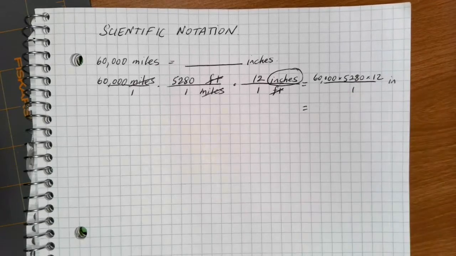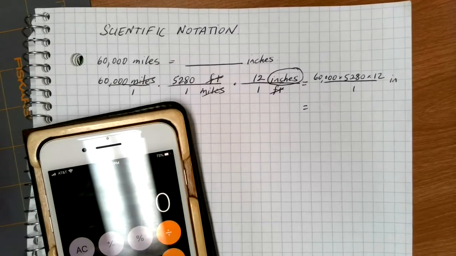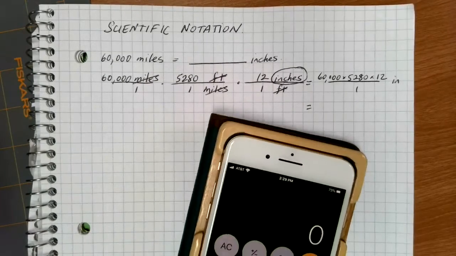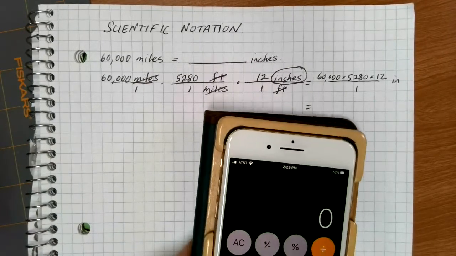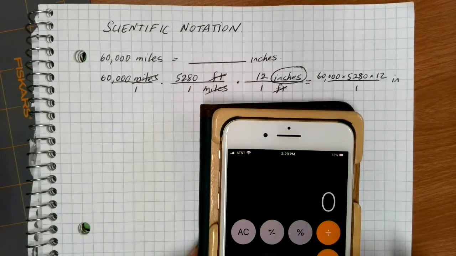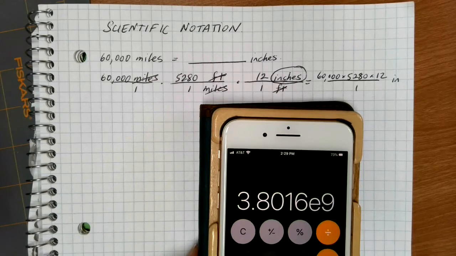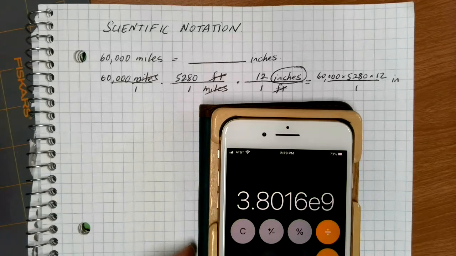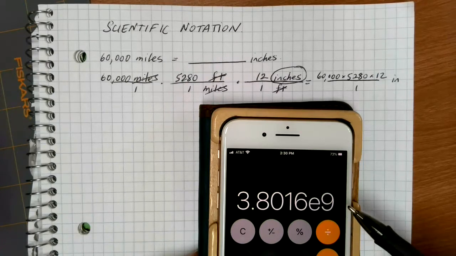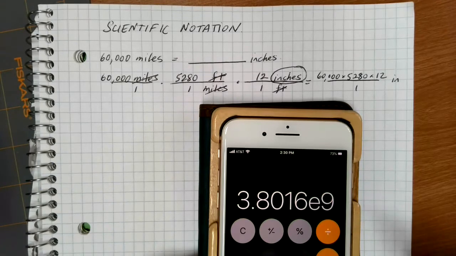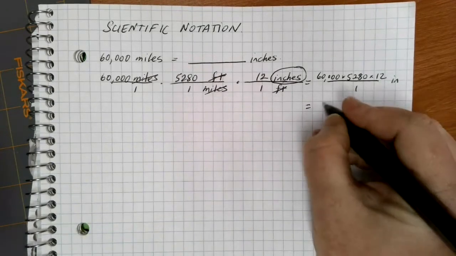All right, well, let's pull out the calculator and do that. So here's my great iPhone, apparently with a little bit of a glare that I can't avoid. All right, so as we go through here, I'm going to do 60,000 times 5,280 times 12. And look at the answer my calculator is giving me here, 3.8016 E9. This little E value is essentially telling me that the number is way too big, and the response it's giving me is in scientific notation. Let me write this down here, and let's talk about it for just a second.